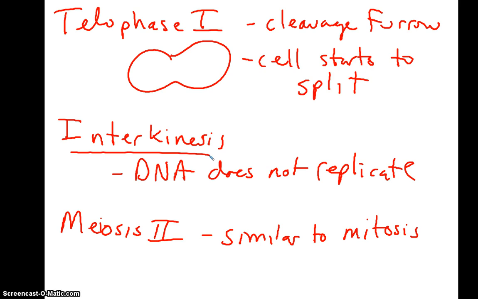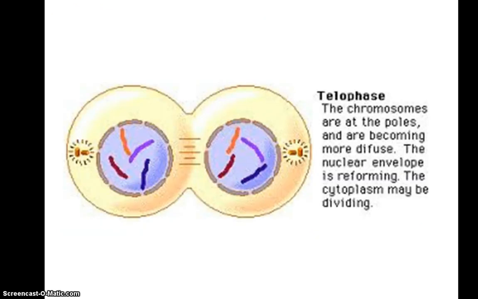And meiosis 2 is a little bit easier. It's similar to mitosis. But let's go back and look at the end of interkinesis, what we actually have. So telophase, we see that there's a pinching in. The chromosomes are starting to recondense. The nucleus may reform. So the chromosomes are at the pole and are becoming more diffuse. The nuclear envelope is reforming, and the cytoplasm may be dividing as it goes to telophase.